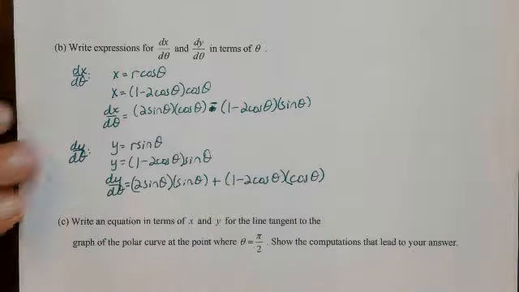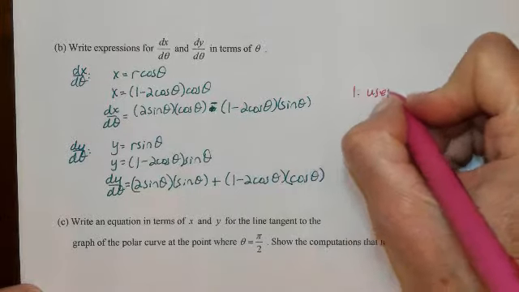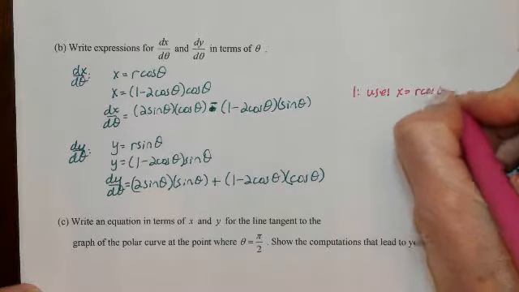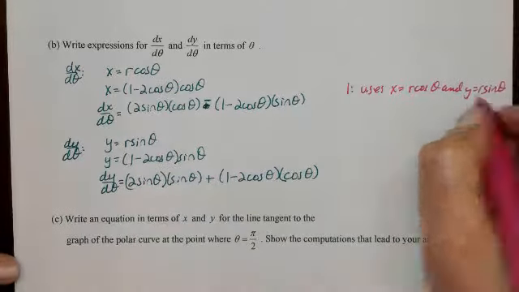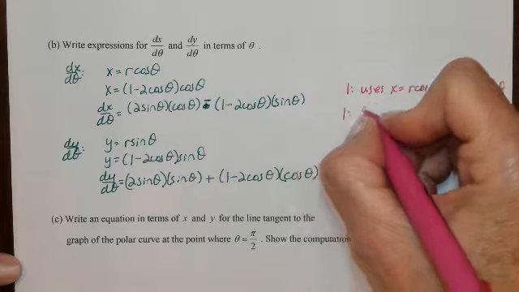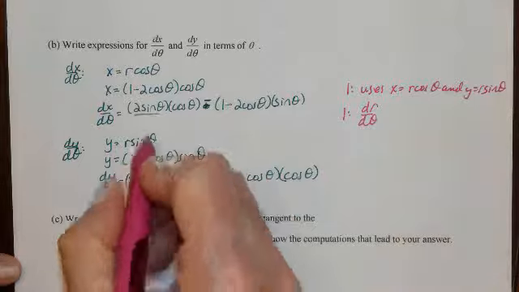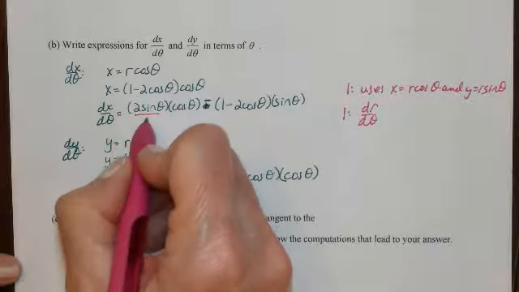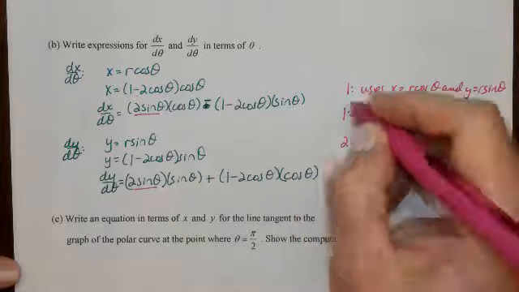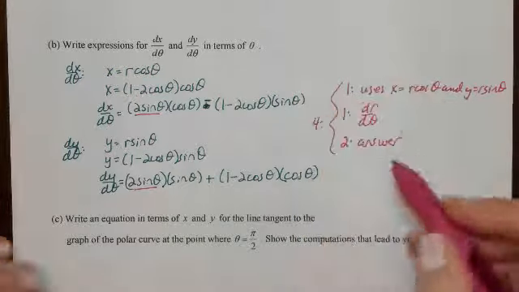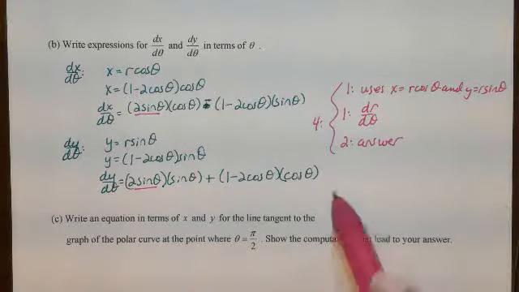They counted this worth 4 points. 1 point for uses x is equal to r cosine theta and y is equal to r sine theta. So 1 point for using that. 1 point for dr d theta. Dr d theta was our 2 sine theta, because that was the derivative of r with respect to theta. Okay? And then 2 points for the answer. Not sure if it was split up into the 2 answers, 1 and 1, or it was either 2 or nothing. Not sure on that.